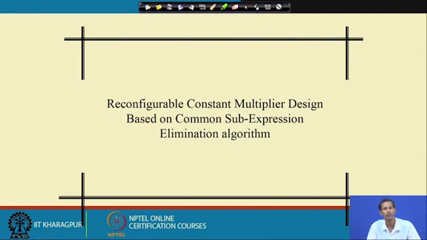To start with this reconfigurable architecture of the constant multiplier design, I will discuss what constant multiplication is and where it is used. Then we will come to the meaning of reconfigurability, or reconfigurable architecture, and why I need to design this reconfigurable constant multiplier, and then what the common sub expression elimination algorithm is and how it is used to design an efficient architecture for this reconfigurable constant multiplier design.